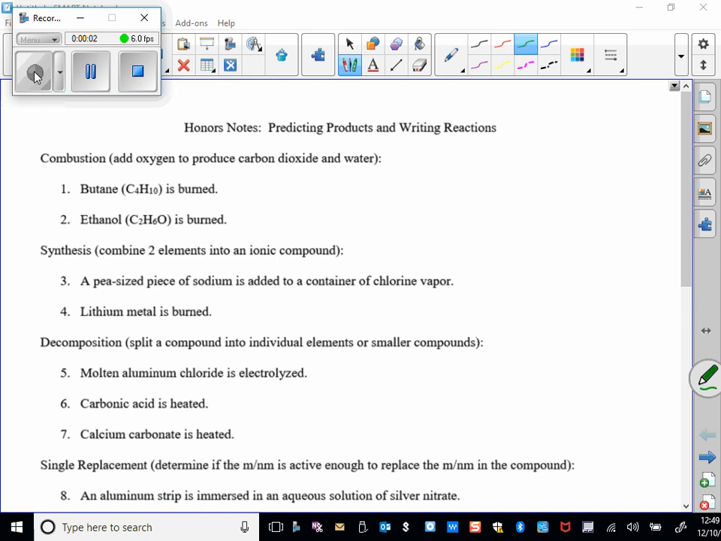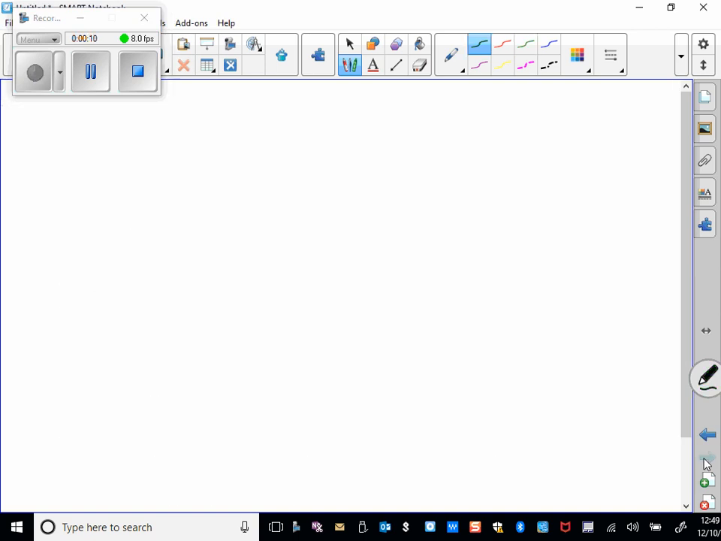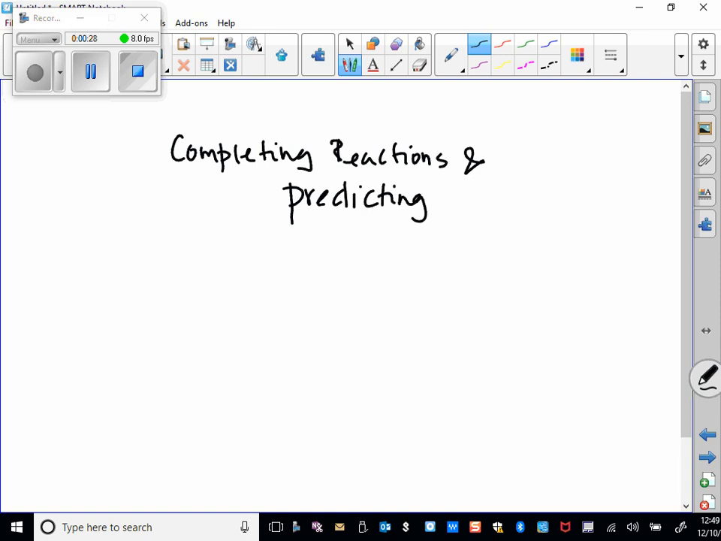With this portion of predicting products, super important. All right. Completing reactions and predicting products. You should know how to predict products. All right. So let's look at the very first reaction.